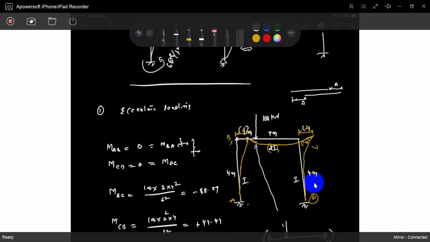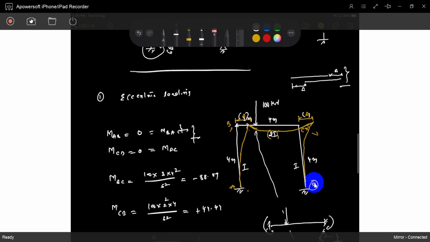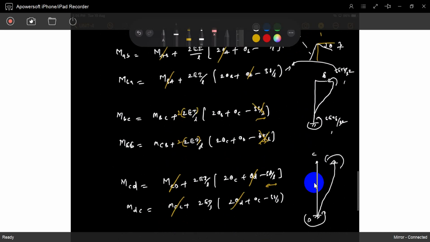There is a chance only when BC has an axial deformation. We consider axial deformations negligible. We didn't consider anything. There is a chance only when these two deltas are not equal. Only then would BC experience axial deformation; we consider there is no axial deformation. Is that understood? So these two deltas are equal. That's it.